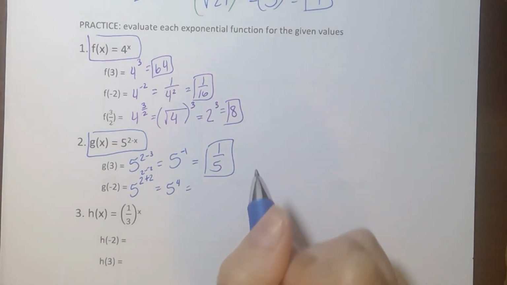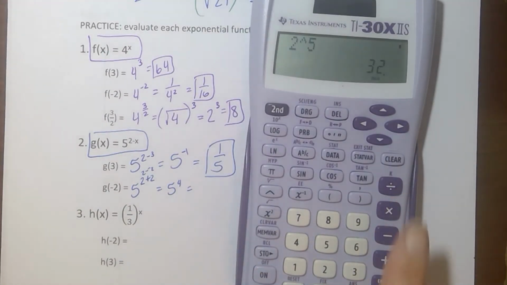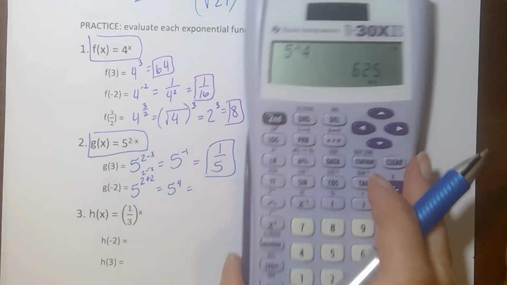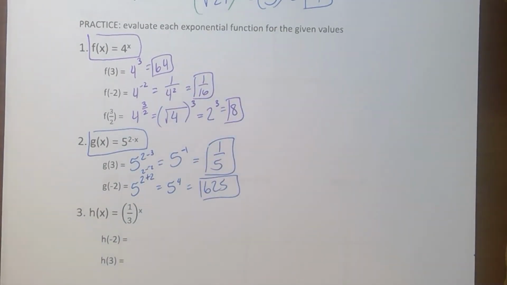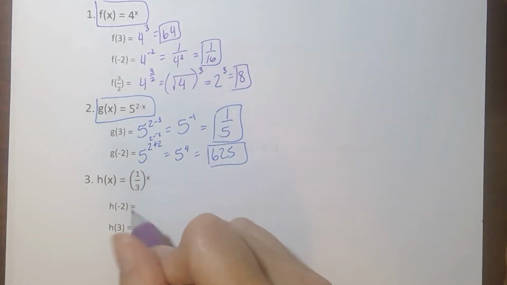Well, we didn't do base 5, but I did show you how to do this on your calculator. If you can't work that out in your head, that's fine. You want to plug in your base, use your exponent button, that little house top, and we have the 4th as our exponent, and we get 625. Okay, let's do number 3, where h of x is 1/3 to the x power.